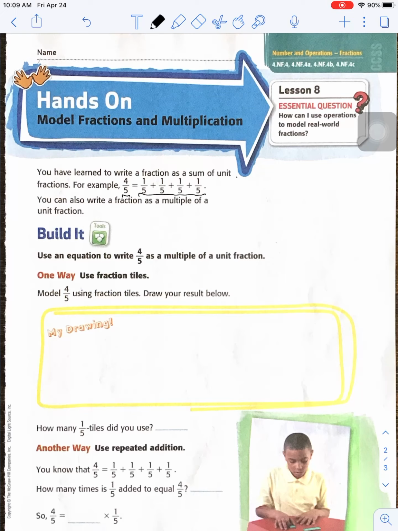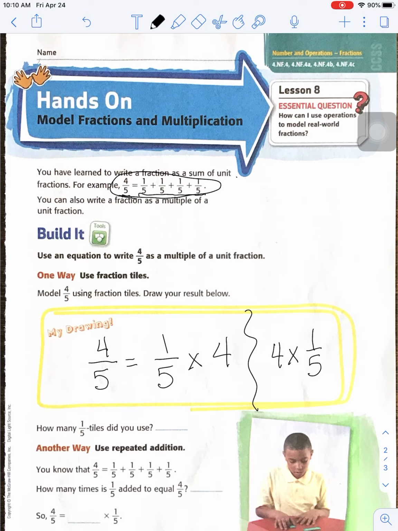You can also write a fraction as a multiple of a unit fraction. Use an equation to write 4/5 as a multiple of a fraction. Use fraction tiles. Well, we knew that up here it said 4/5 equals 1/5 plus 1/5 plus 1/5 plus 1/5. So 4/5 equals 1/5 4 times. 1/5, how many times? Well, times 4. Or it could also be written 4 times 1/5.